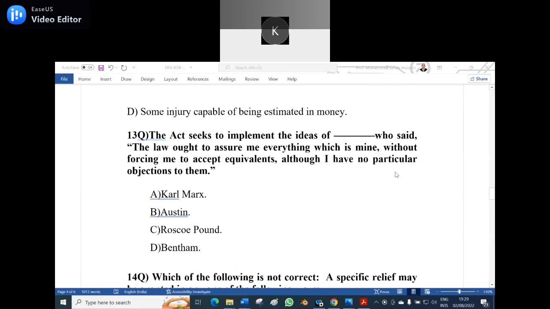Six, to implement the metric. Who said, "The law ought to assure me everything which is mine without forcing me to act, although I have no particular objections to them," unquote? Option A, Karl Marx. Option B, Austin. Option C... then Bentham.